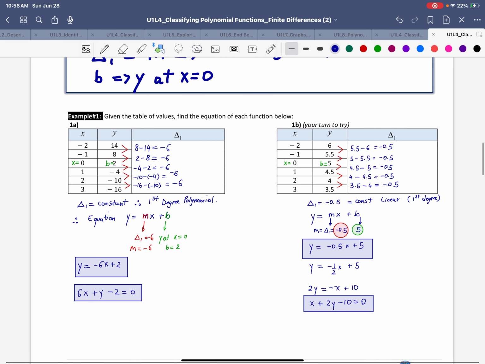question number 1b. Now we'll continue in the next video with the patterns that we discover between finite differences and the second degree polynomial functions.